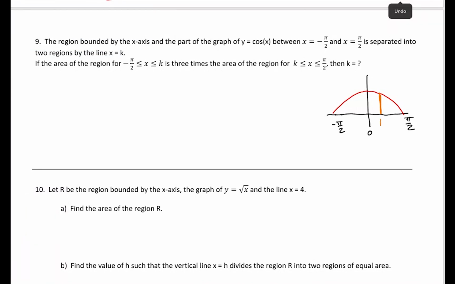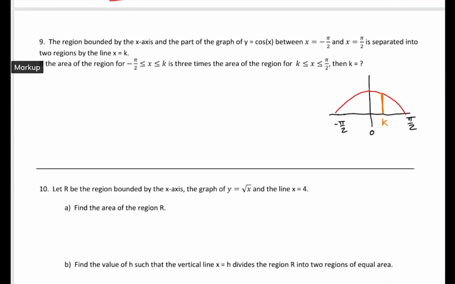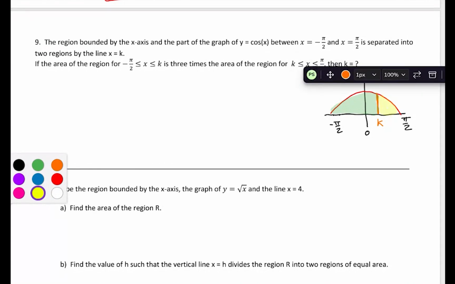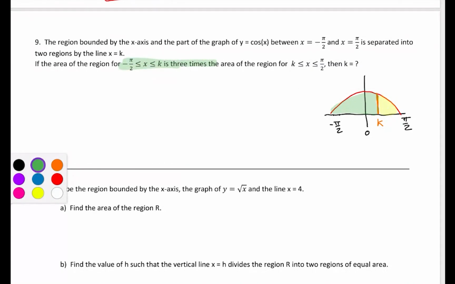Kind of hard to tell exactly where it is, but it's saying that the region to the left, this region here, has got to be 3 times the size of this region over here. Okay, so if the area of the region between here is 3 times the area of the region between k and pi over 2, then what is k? All right, so let's set up a couple integrals here.